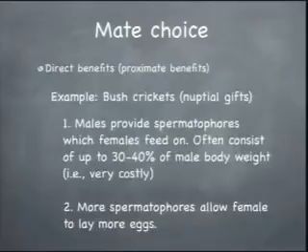And if a female selects a male that provides a large spermatophore, she can have more young. She has more energy to produce more eggs. So there's a direct benefit to the female in that if she gets a lot of food from this male through the nuptial gift, she can lay more eggs. So that's a direct benefit.